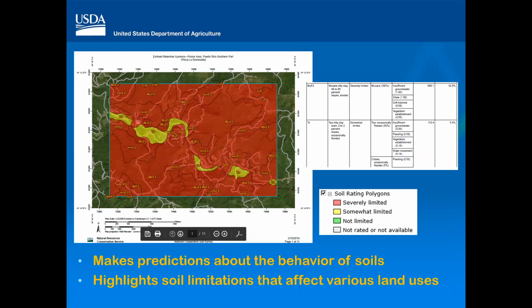As an example of interpretations, soil surveys make predictions about the behavior of soil and highlight soil limitations that affect the different land uses. This is an example of a retention system. The red color means it's very limited or severely limited for that application or land use, green means not limited, and yellow means somewhat limited, to help you summarize the information for what you're using it for.